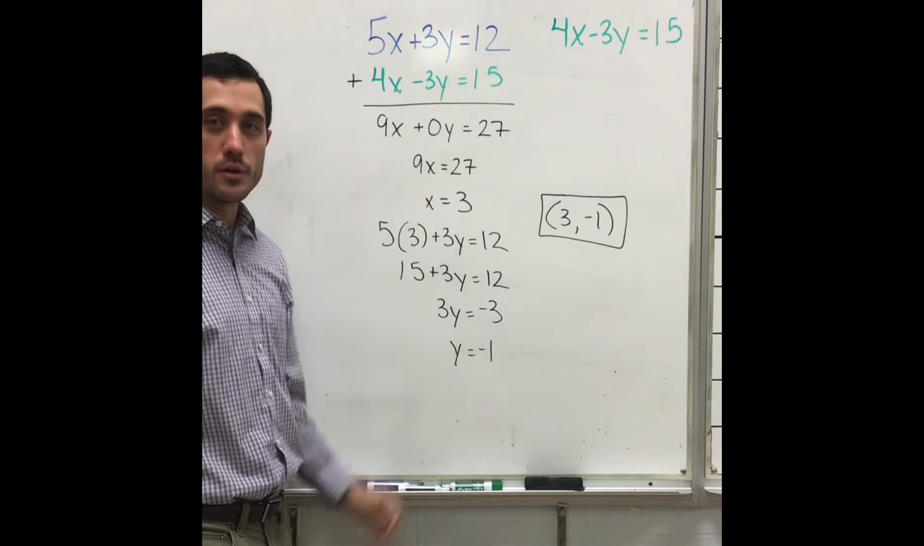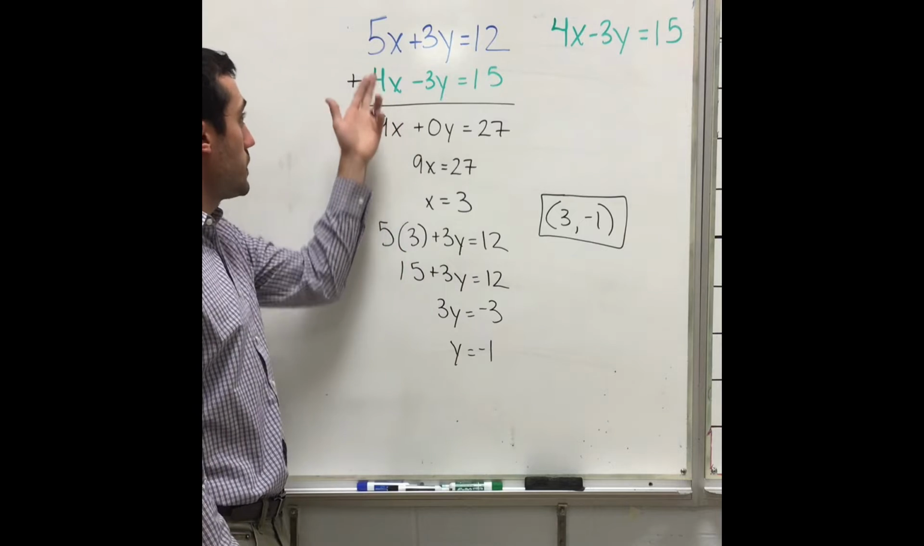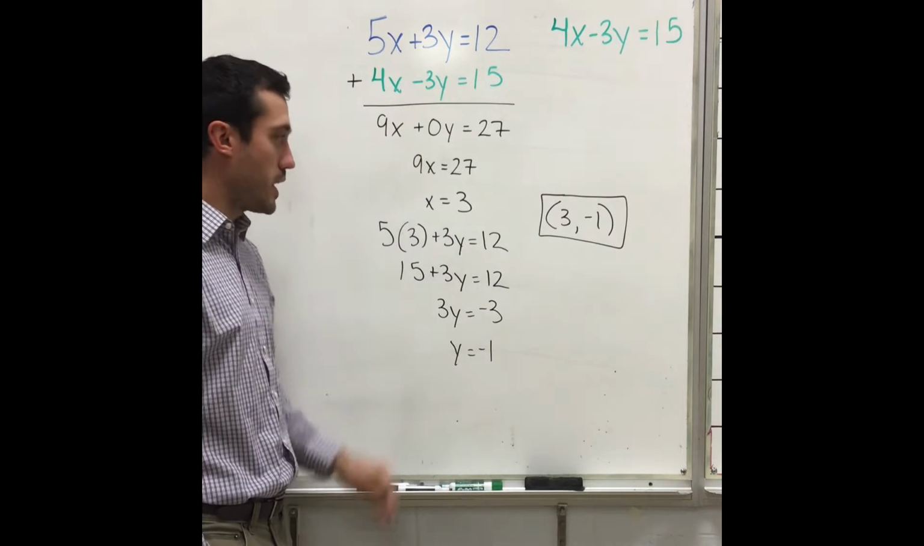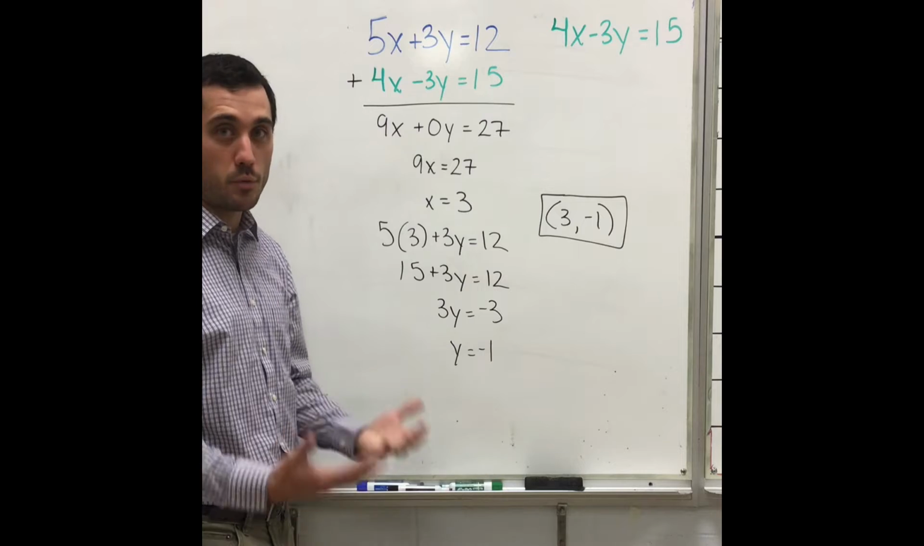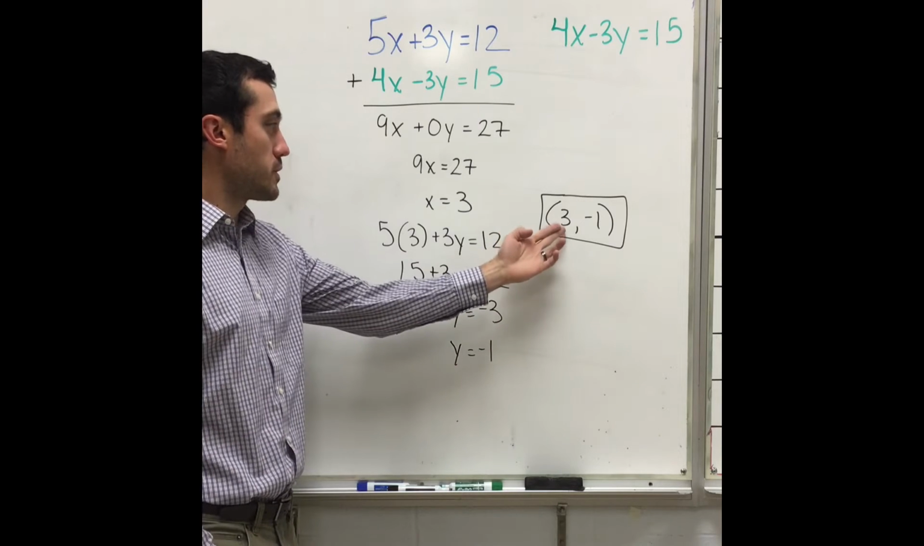Once we have the x coordinate, we can substitute x into either of the original equations and solve for our y coordinate and find that the solution, or the point of intersection, is going to be the point (3, -1).